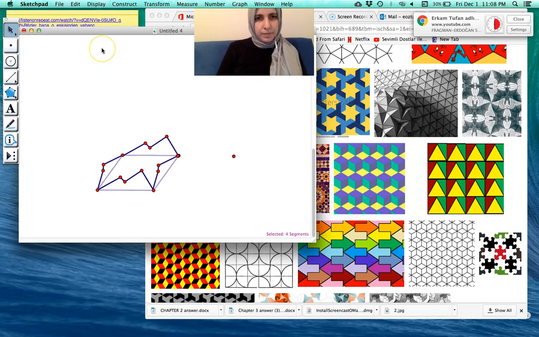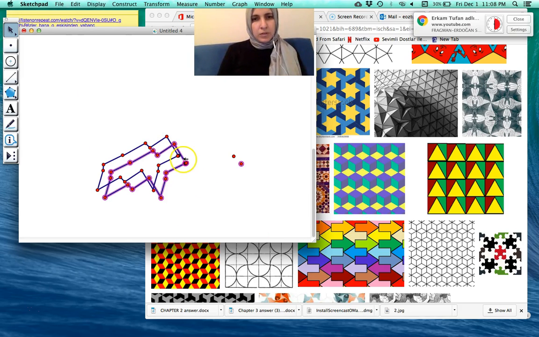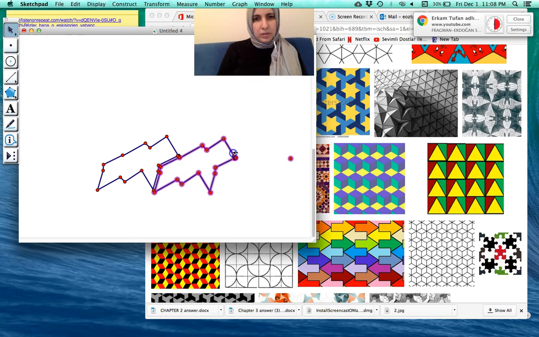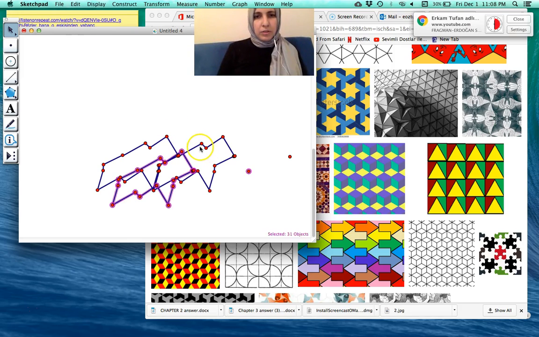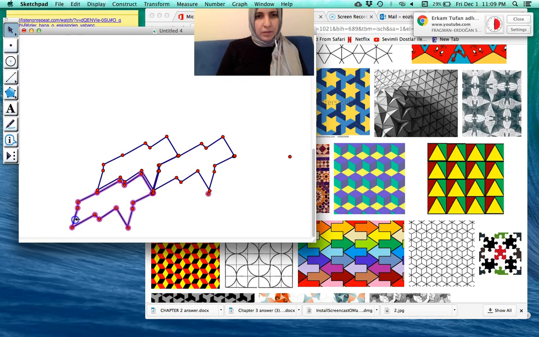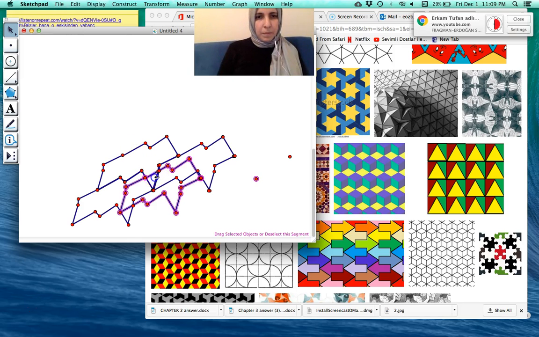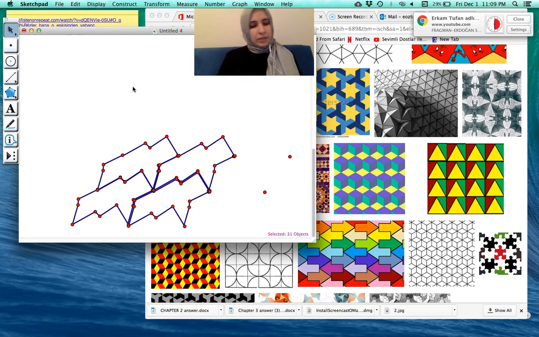Excellent. And pick this one. Let's find out if it tessellates or not. Yay! I connect perfectly. This one. And excellent. The other one is going to fit perfectly. Yes, excellent. And as you see, I tessellate all of them by parallelogram.